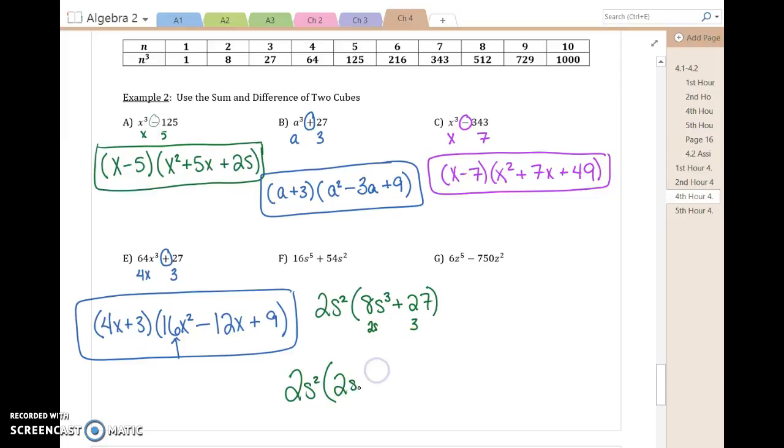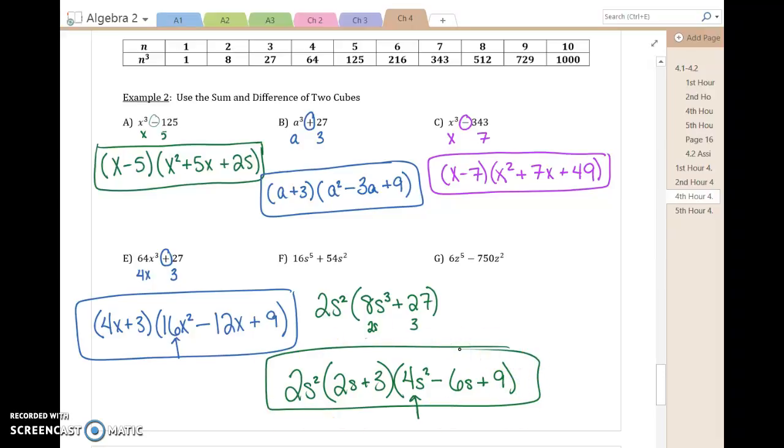It's the sum of two cubes, so 2s plus 3. This term is the tricky term. You have to take 2s times 2s to get 4s squared. You can't just tack a square on it. You have to multiply that term by itself. Then we're going to use minus because we used plus in the first set of parentheses. 2s times 3 is 6s. And then 3 squared is 9. It's always plus at the end. So 2s squared times the quantity 2s plus 3 times the quantity 4s squared minus 6s plus 9.